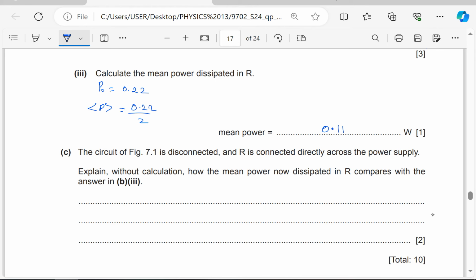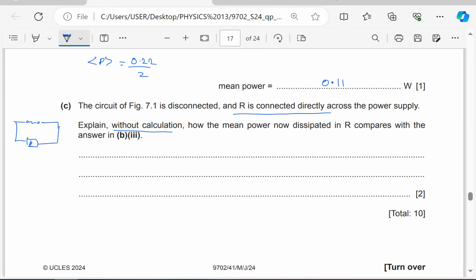The circuit of the figure is disconnected and R is connected directly across the power supply. So we have the power supply and R is connected directly across the power supply. Explain without calculation how the mean power now dissipated in R compares with the answer in B.